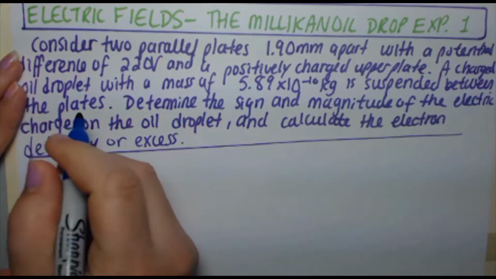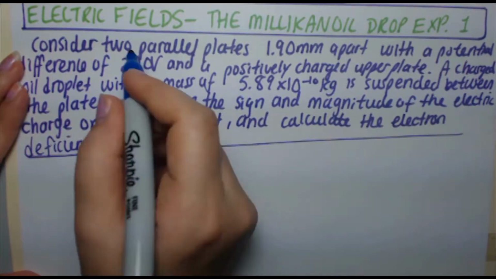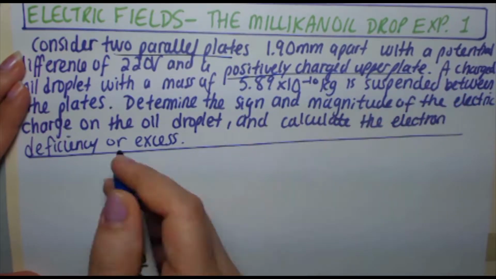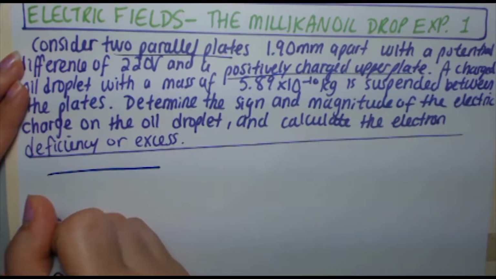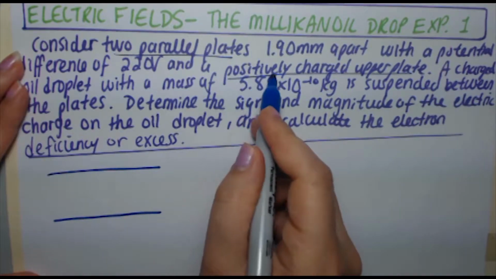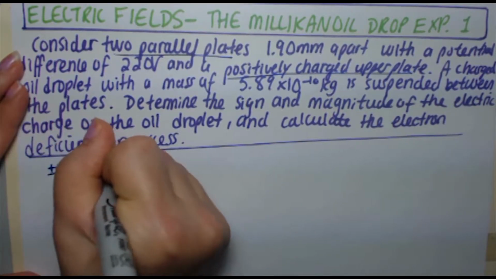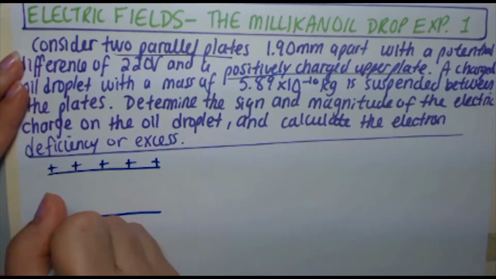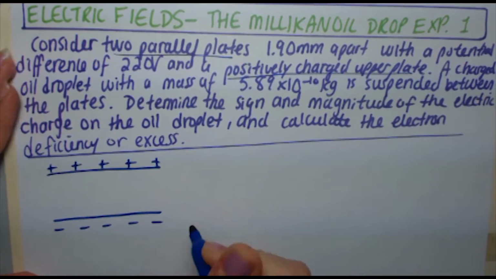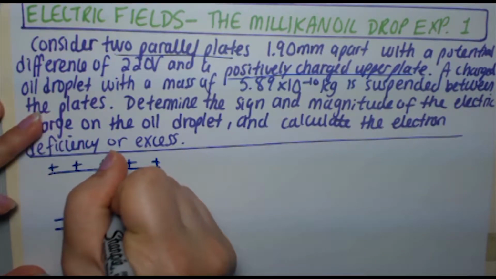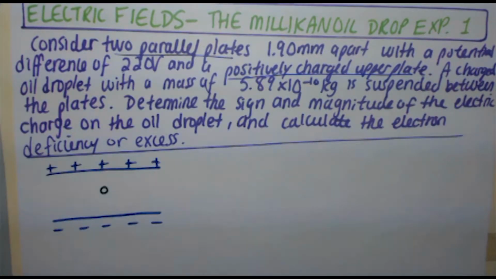Sometimes with these types of problems you're given one, sometimes you aren't. So we've got two parallel plates, and I know that the top one is the positive one. So I'm going to draw two parallel plates, and obviously based on the second piece of information, they're horizontally placed. So the top one is positively charged, and the bottom one is negatively charged. Now I've got an oil drop in the middle, and it says it's suspended in between. So it's just hanging there.